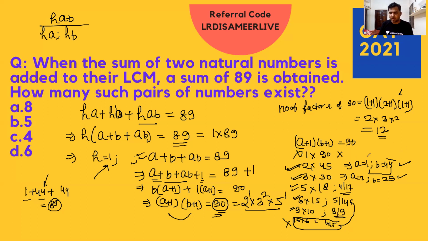In this case, A and B are co-prime with each other. In this case also, A and B are co-prime with each other. In the case of 14 and 17, the numbers are co-prime with each other, right? So all these 5 cases will work. So the answer to the question is option number B. 5 pairs of numbers exist so that the summation of the number with the LCM will be equal to 89.